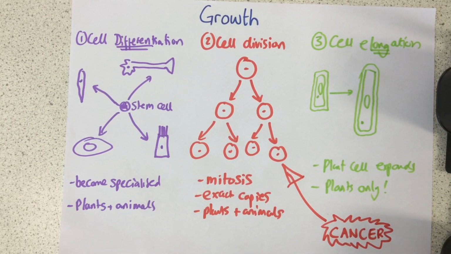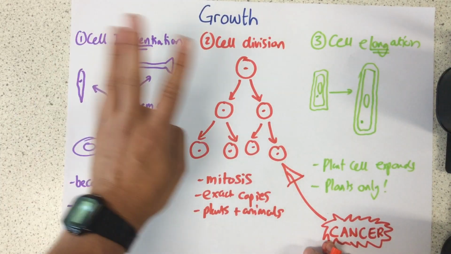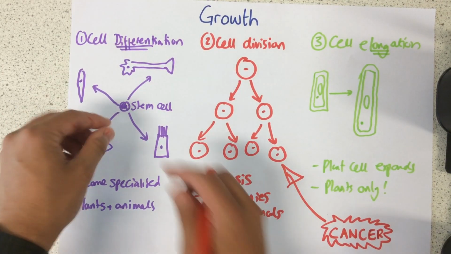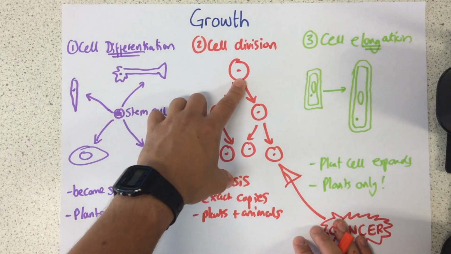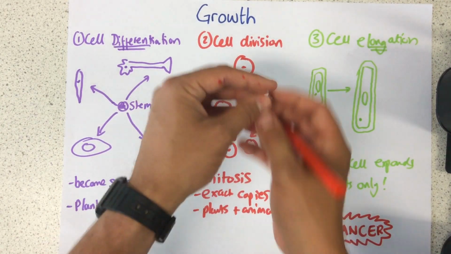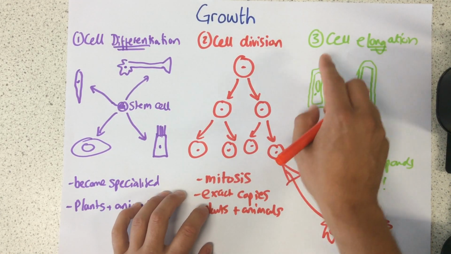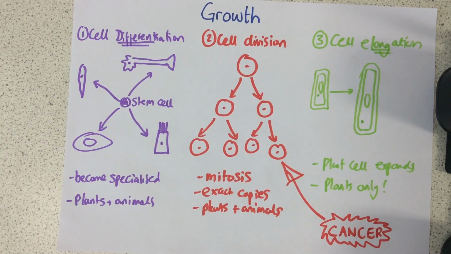So, just to summarise, this is about growth. There's three main ways that we have growth in multicellular organisms. Cell differentiation, which means cells becoming specialised to get a particular job. Cell division, which means making exact copies of cells. And cell elongation, which only happens in plants, which is when the plant cell expands and becomes bigger.